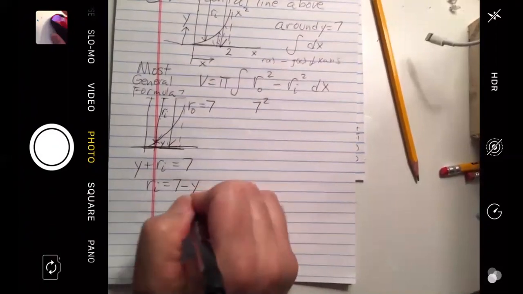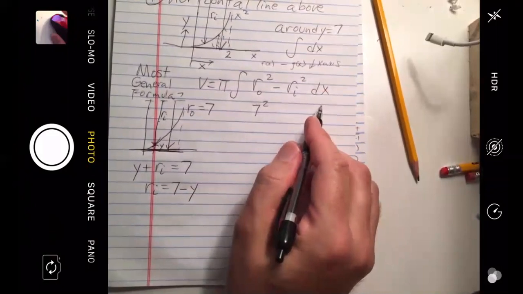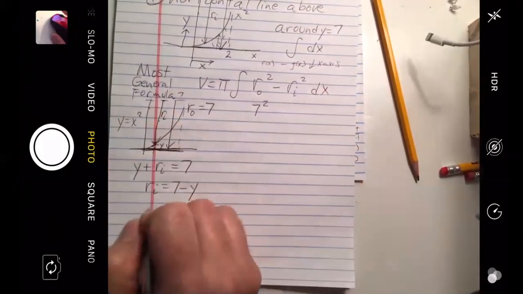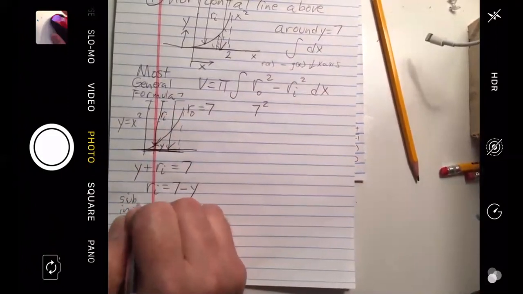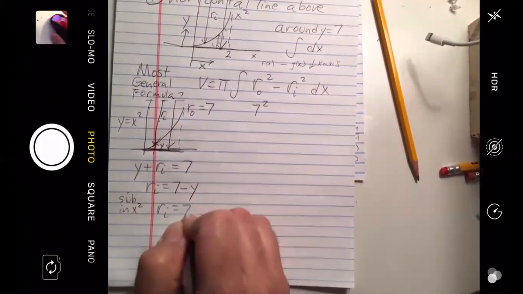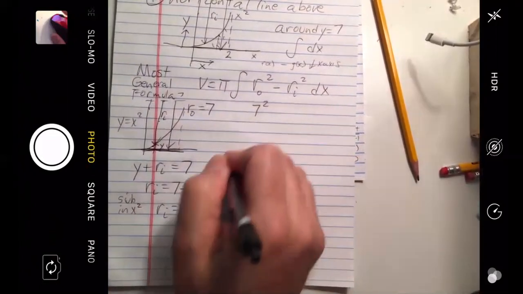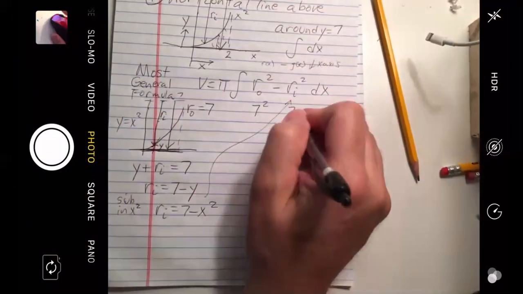But I can't use y, it's a dx integral. Well, that curve, y equals x squared. So that's what I sub in, x squared. R inner is 7 minus x squared. And that is what goes here. 7 minus x squared.